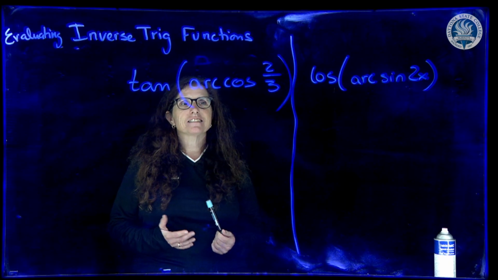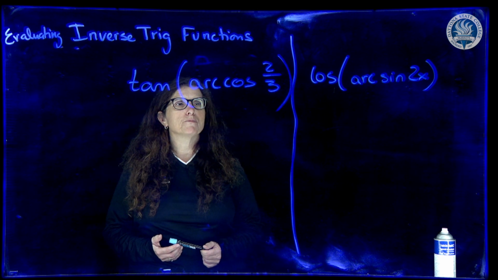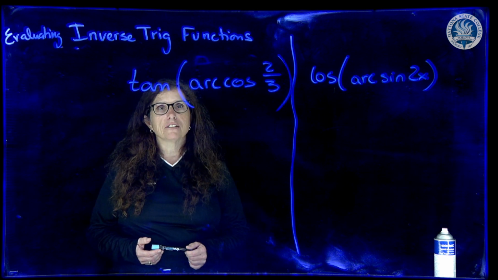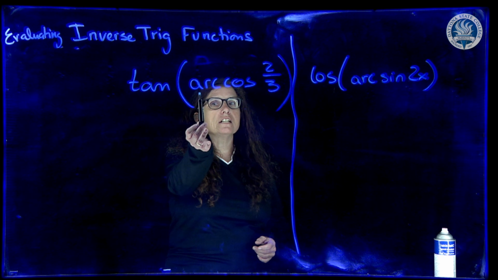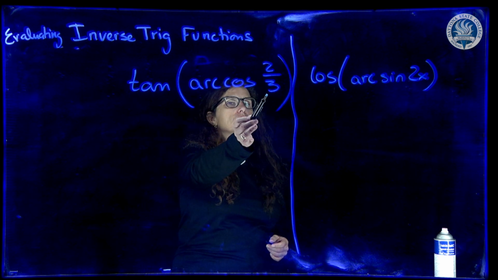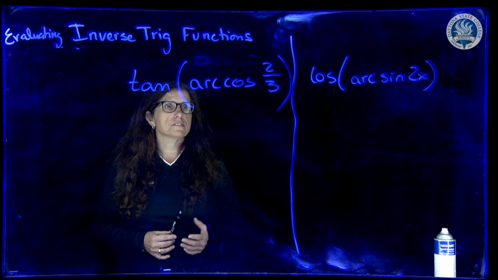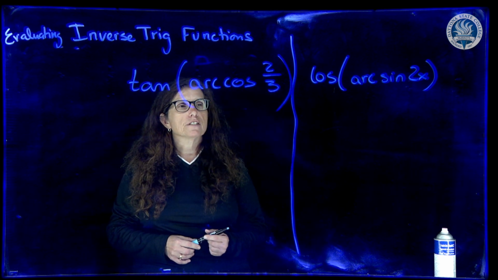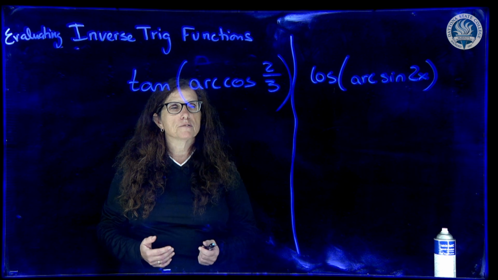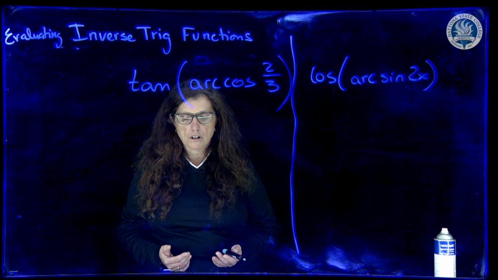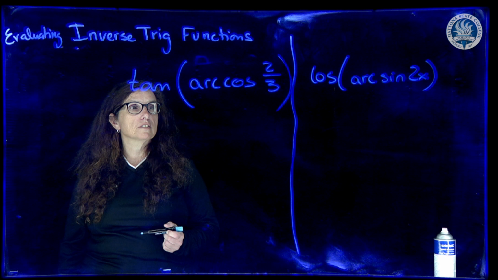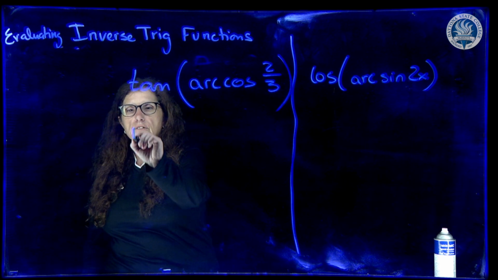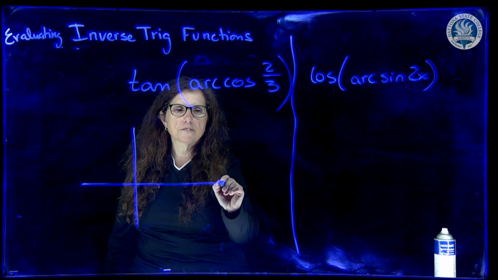Okay, let's take a look at this type of problem where we're trying to evaluate the tangent of the inverse cosine of 2/3. Now, this is not one of our common angle relationships, so here it is important to draw a picture. I always like drawing a picture. So let's just make our coordinate system.